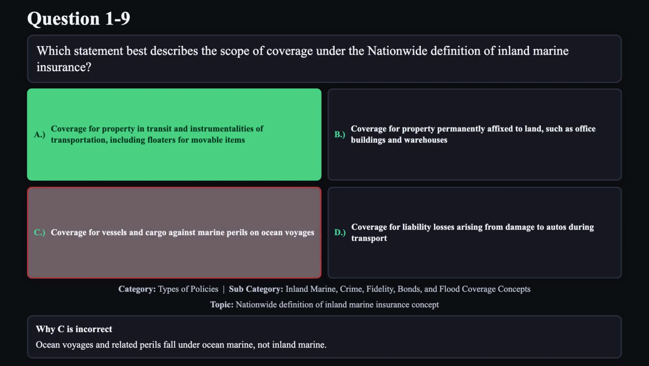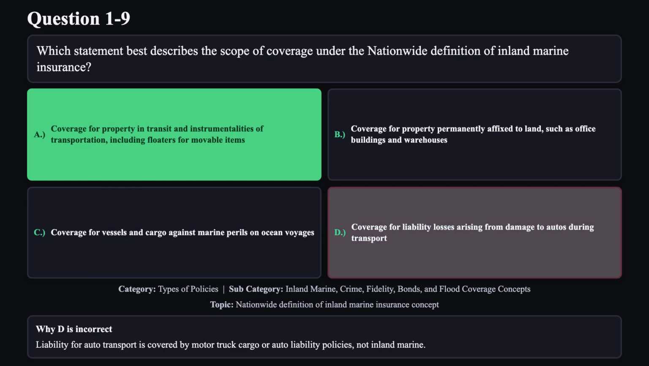Reason C is not correct. Ocean voyages and related perils fall under ocean marine, not inland marine. Reason D is not correct. Liability for auto transport is covered by motor truck cargo or auto liability policies, not inland marine.